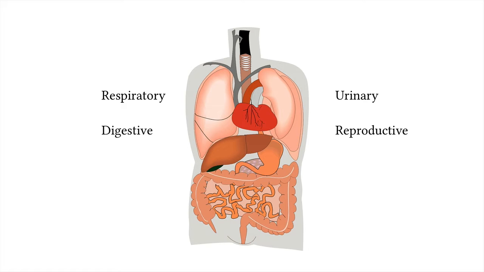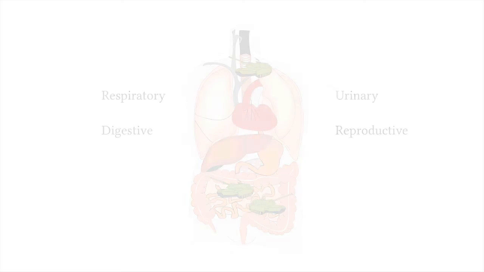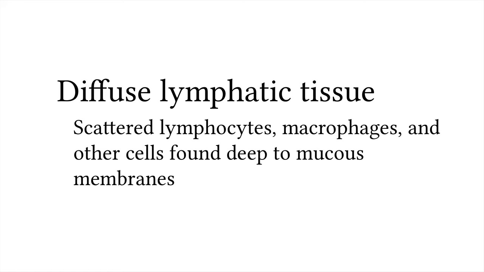So MALT, which sounds like a secret special military force, is located in strategic locations so it can receive foreign invaders. When MALT is not organized tissue, it's called diffuse lymphatic tissue. Diffuse lymphatic tissue is made of scattered lymphocytes, macrophages, and other cells found deep to mucous membranes. It's not very organized, so it has no real boundaries and blends into the surrounding tissue. Sounds like a secret military force, doesn't it?